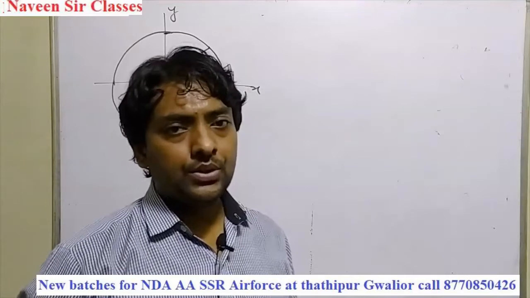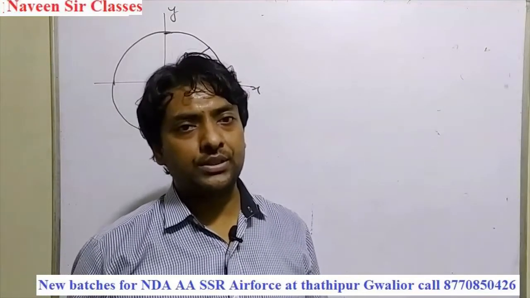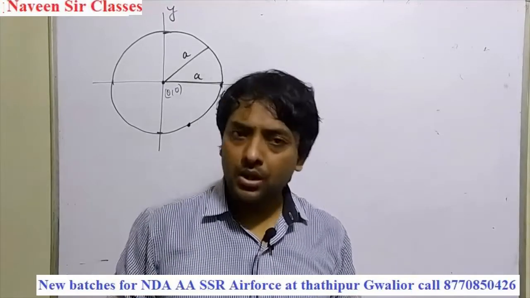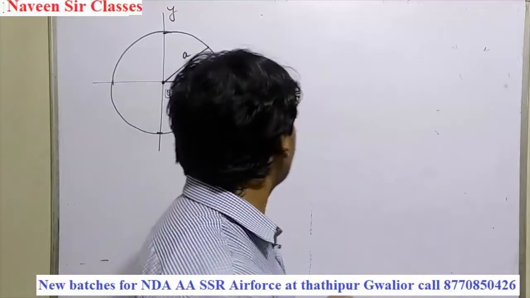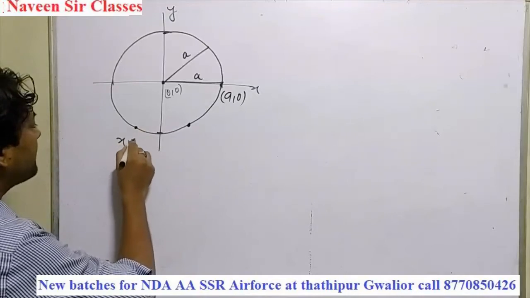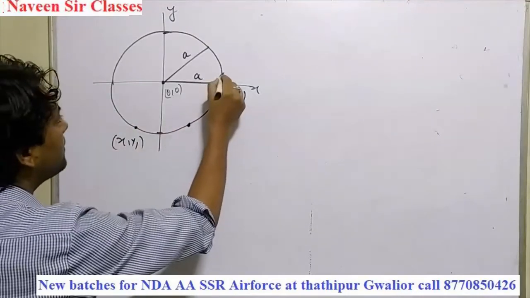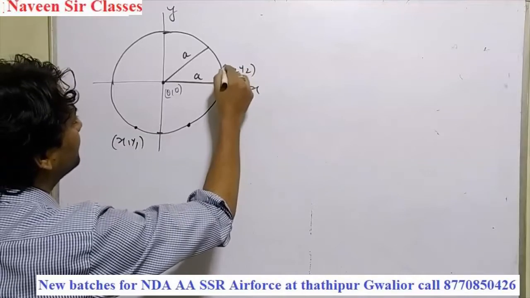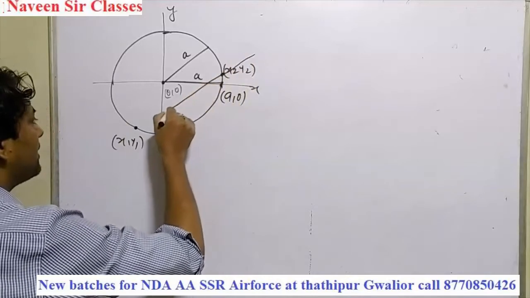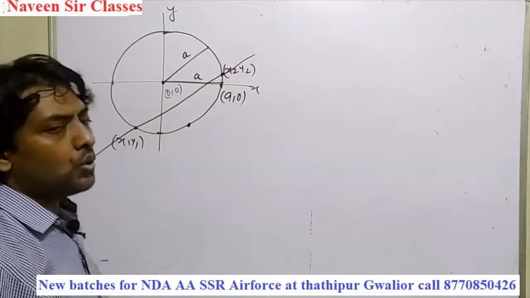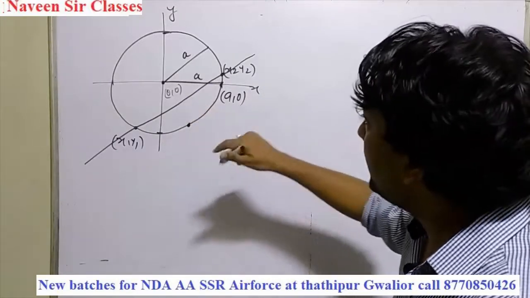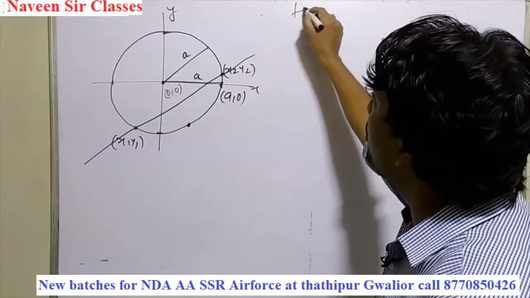Now we have to find out 2 points, x1 y1 and x2 y2. So on any curve or on a circle we have 2 points. Let's start. This one is x1, y1 and this one is x2, y2. From these 2 points a line is passing, so we can find the equation of this line.